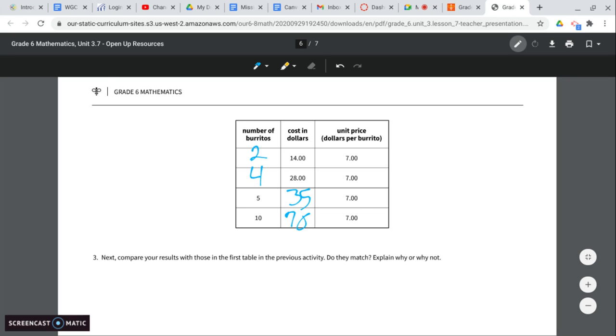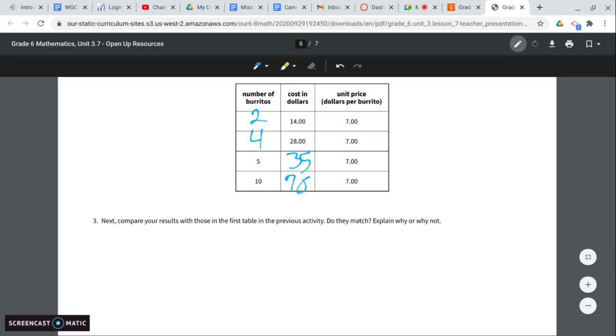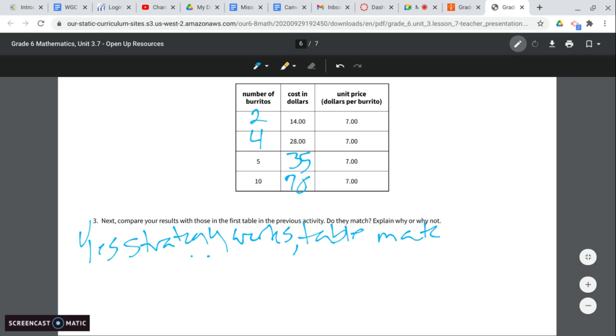So yes, the strategy works and the table matches. Yes, strategy works. Table matches.